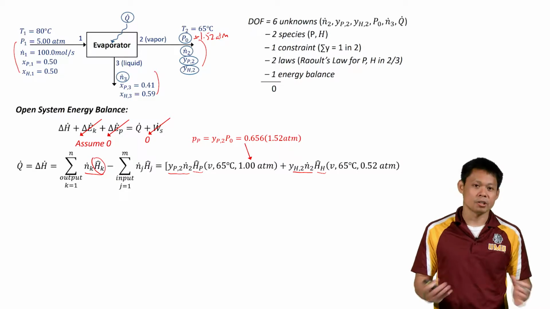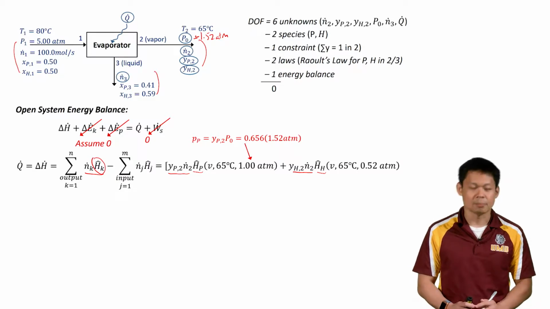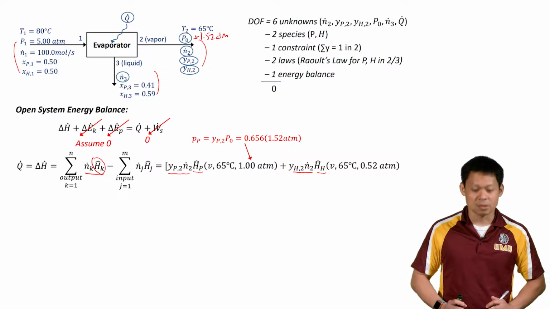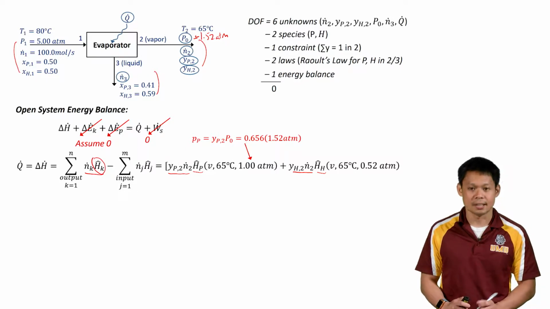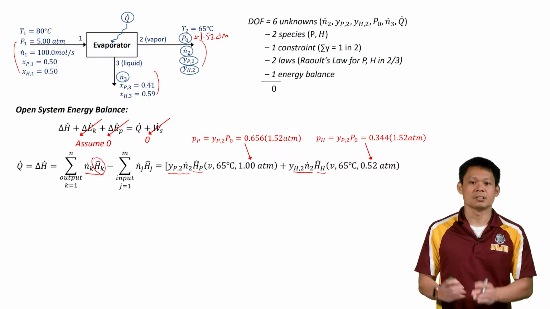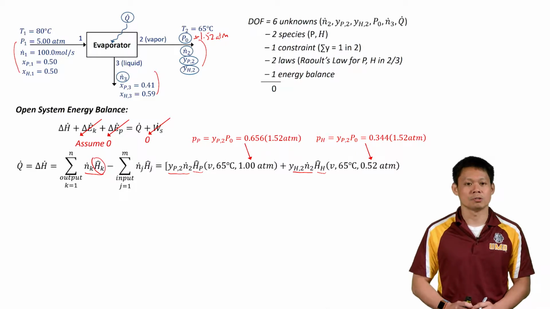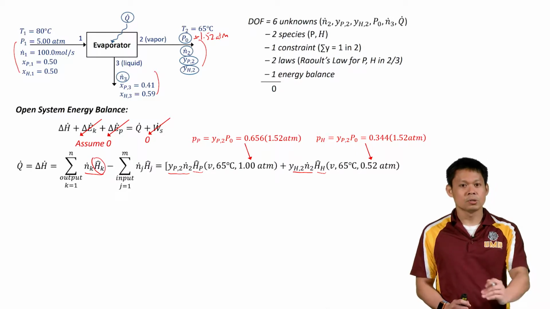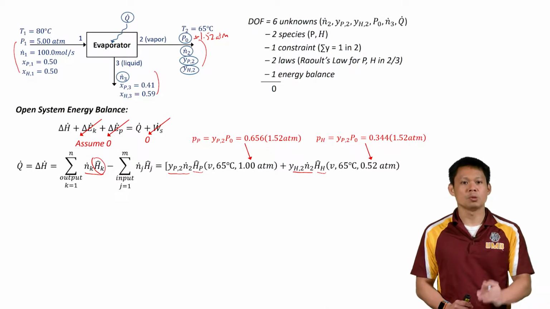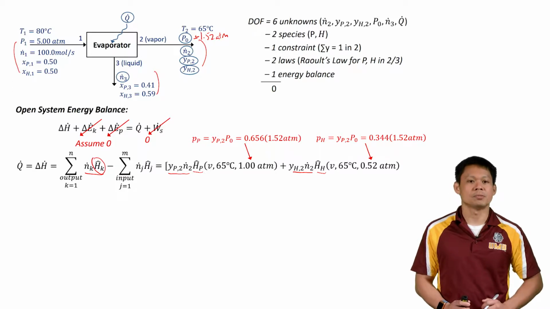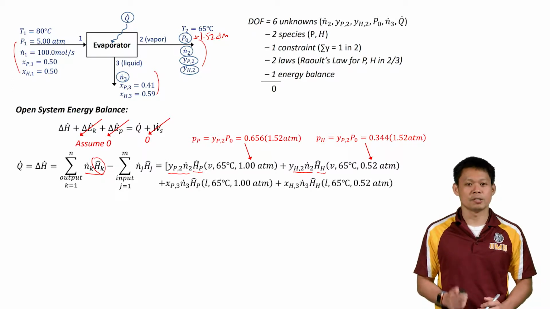So we have already solved for all of those, and it turns out that the partial pressure of pentane is 1 atmosphere and the partial pressure of hexane is 0.52 atmospheres. So that's how I came up with those 2 pressures over there. So that is the 2 terms for the output stream 2. Let's write our 2 terms for our output stream 3, which is our liquid stream.